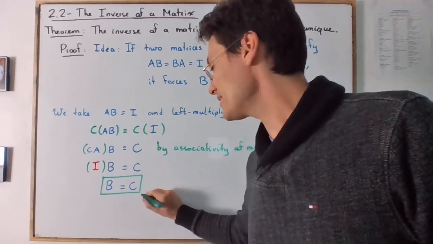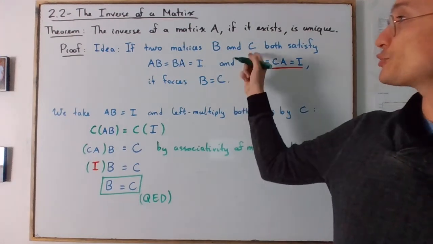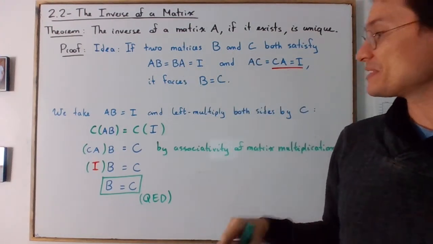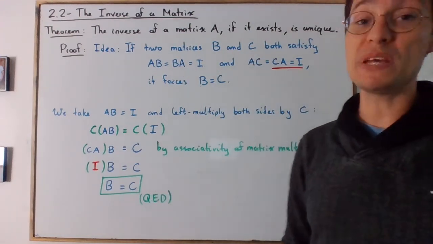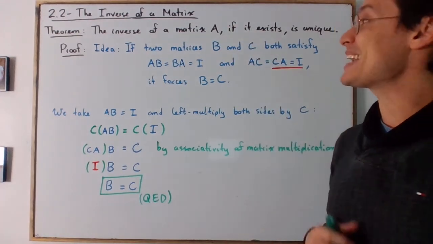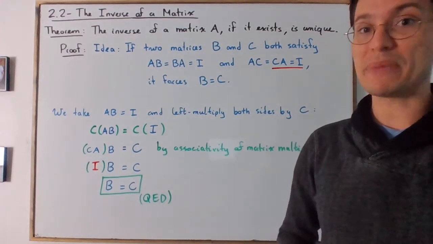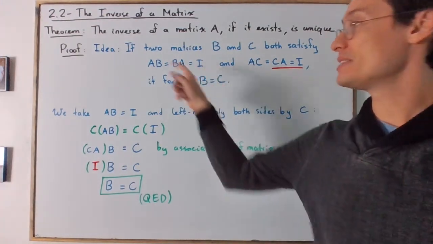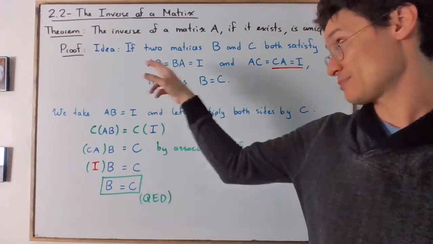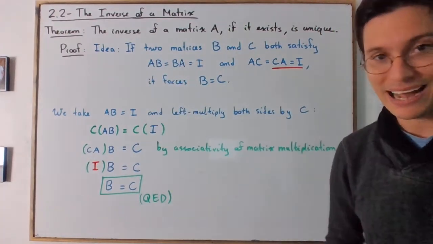What I mean by this concludes the proof is that we proved that if there are two matrices that satisfy this property, they are forced to be equal. In other words, the inverse of a matrix A is unique. So there's just one matrix that satisfies this property for a given matrix A, of course. I hope that helped.